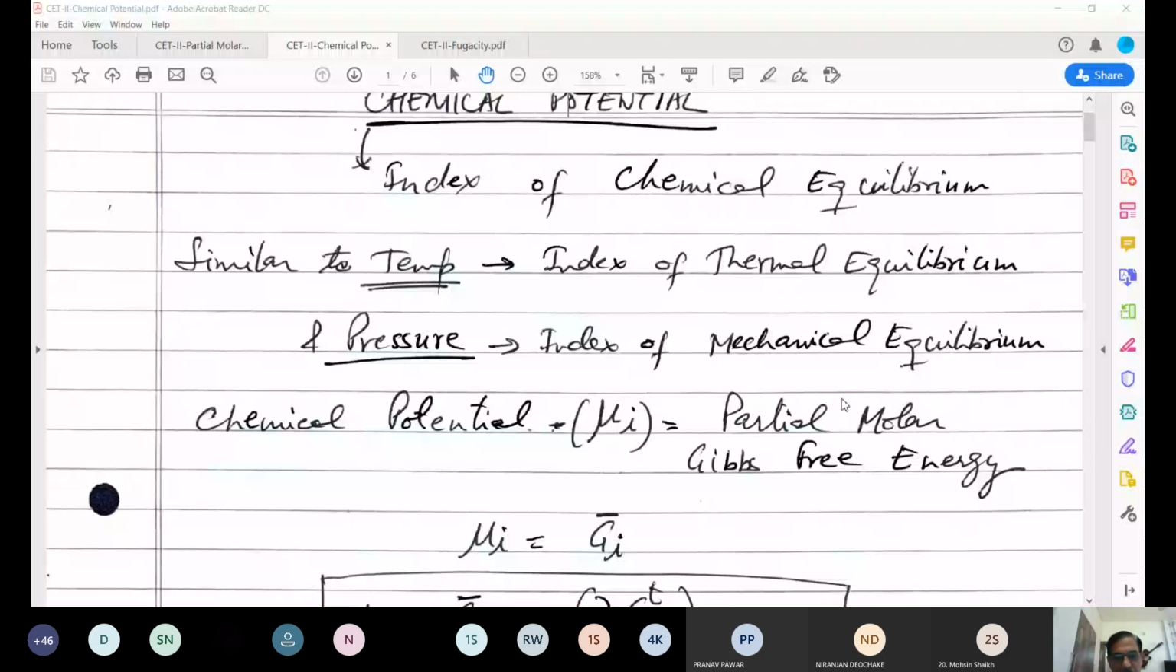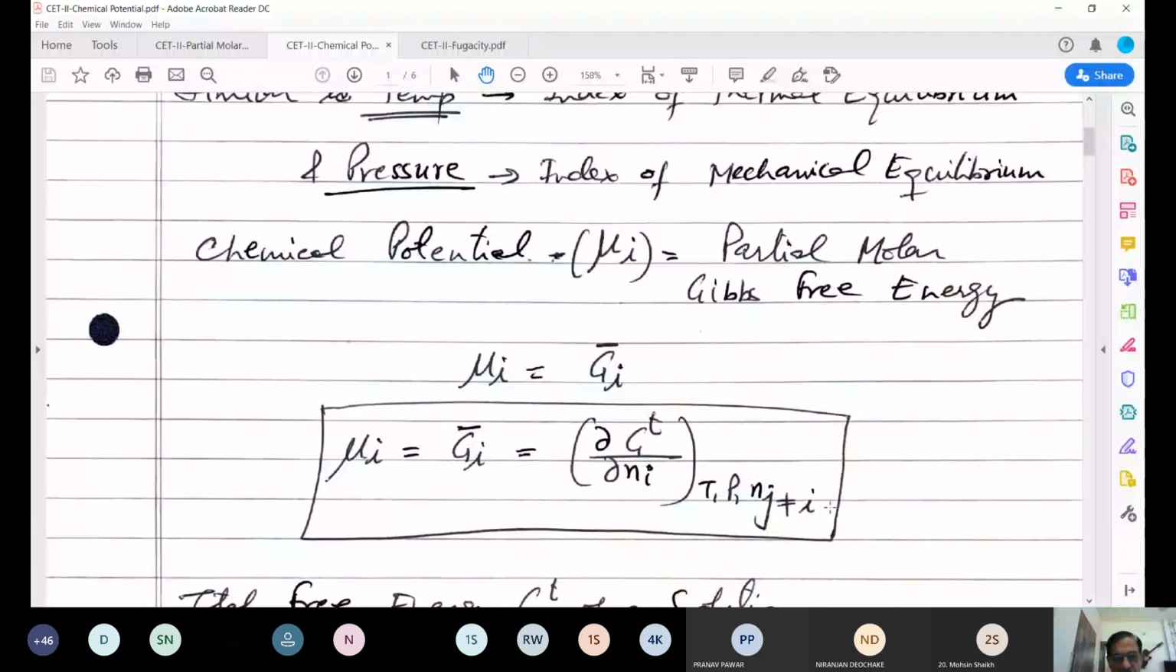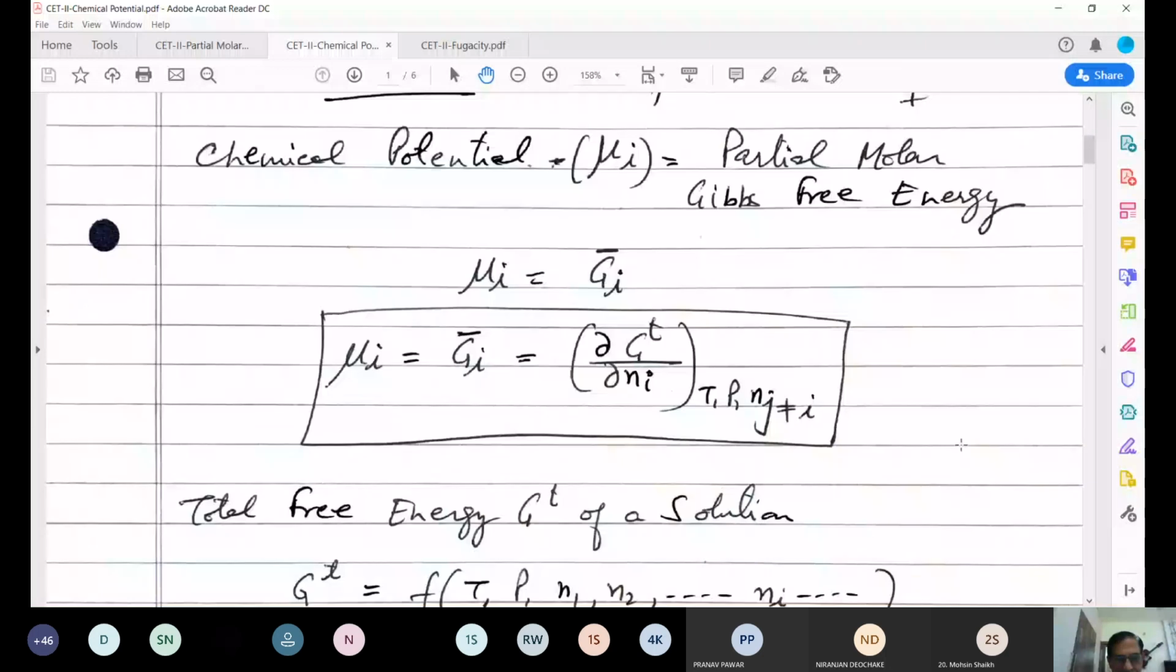So mu subscript i is equal to G_i bar, the partial molar Gibbs free energy, and that is nothing but dou G^T by dou N_i at constant temperature, pressure, and constant N_j, where j is not equal to i. This is the definition of a partial molar property. That's how we define the derivative of a total property with respect to the component. So that's our definition of partial molar Gibbs free energy or chemical potential. You should remember this.